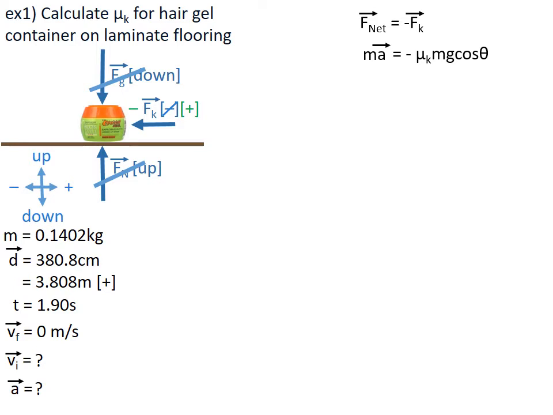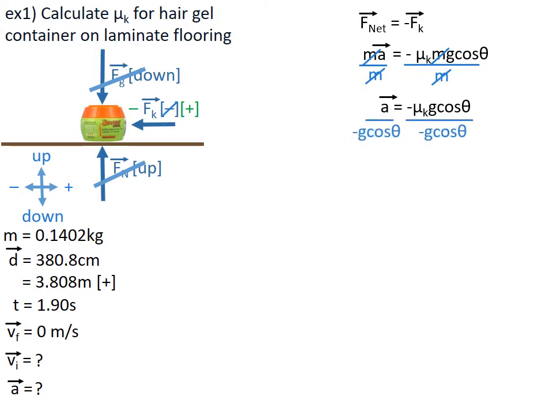I'll divide both sides by mass, and then the masses on the left-hand side will factor out, masses on the right-hand side will factor out, and acceleration now equals negative uk g cos theta, which is a good thing because that paper scale we used probably wasn't very accurate. We didn't need mass anyway.